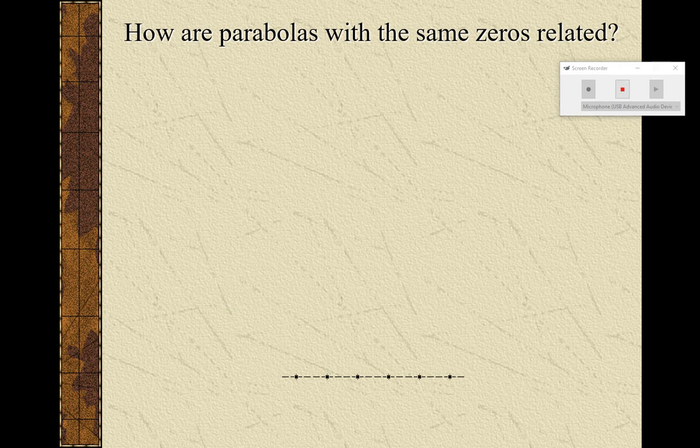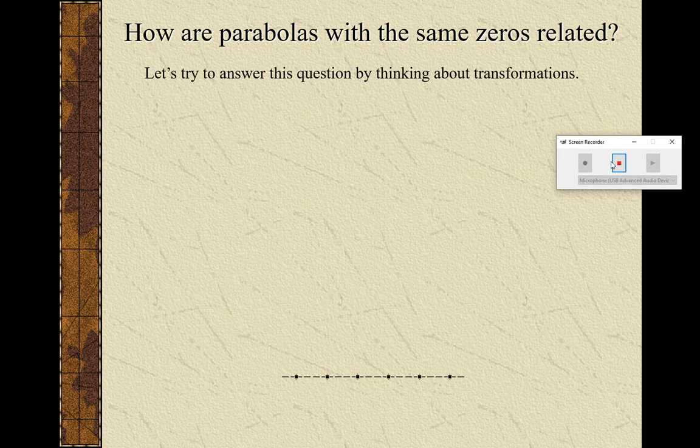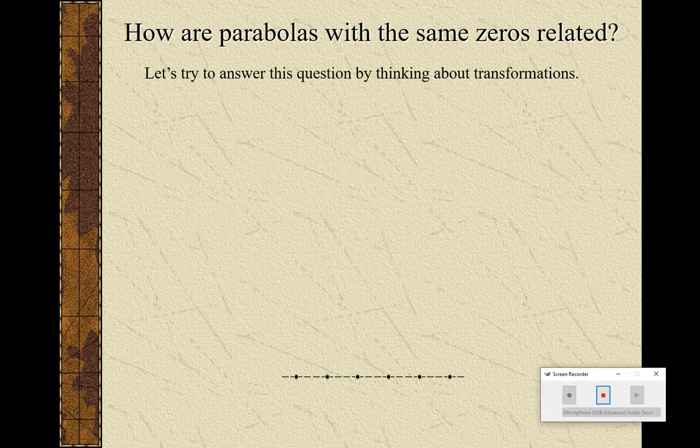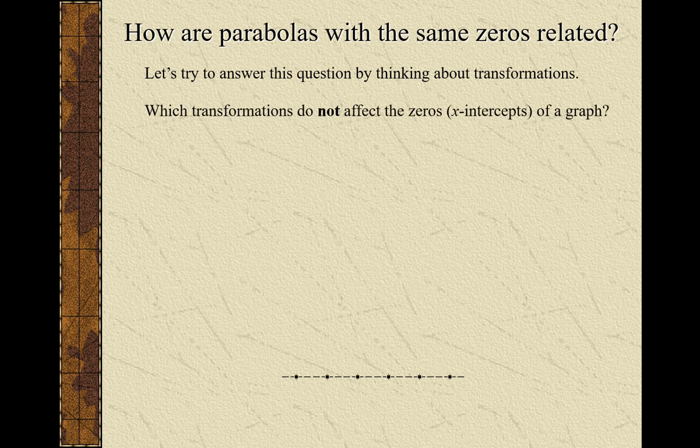Let's try to answer the question by thinking about transformations. Which transformations don't affect the zeros of the graph? Let's think about that. If we move it left or right, that's going to move the zeros. If we move it up or down, that's going to move the zeros. If we horizontally stretch it or compress it, that's going to change the zeros. There's only one transformation that doesn't do any of those things.